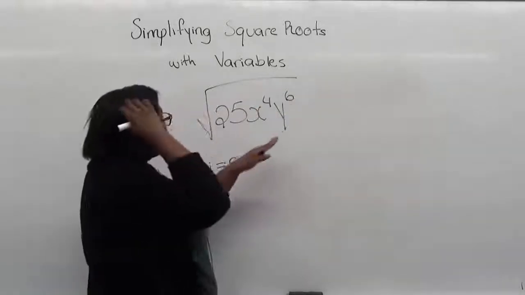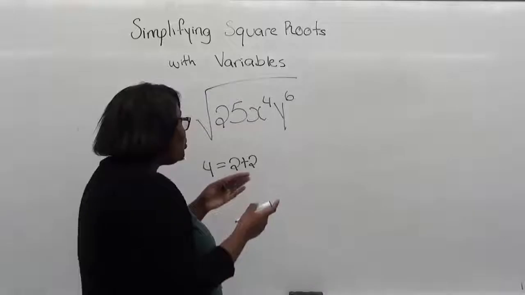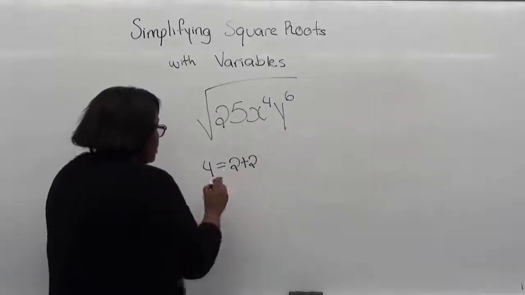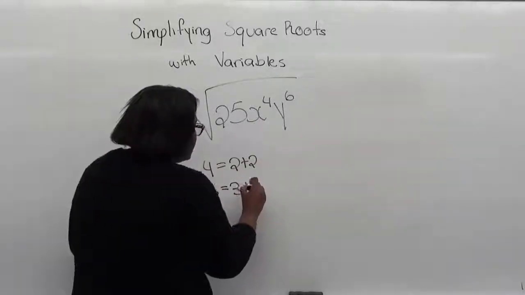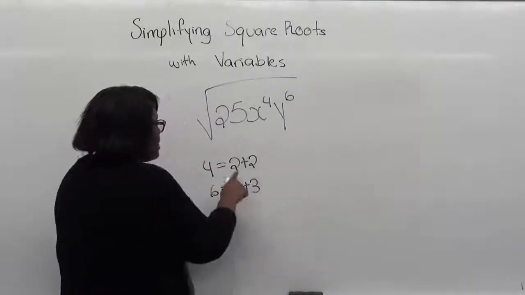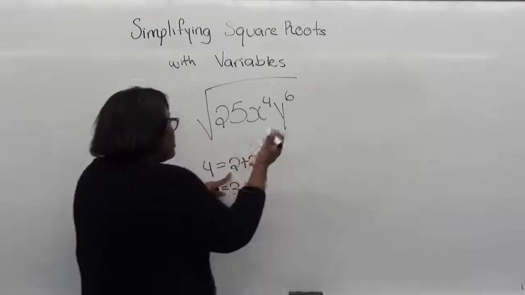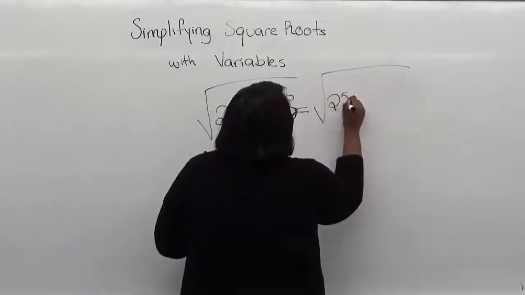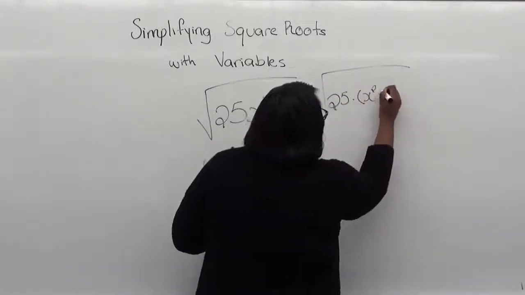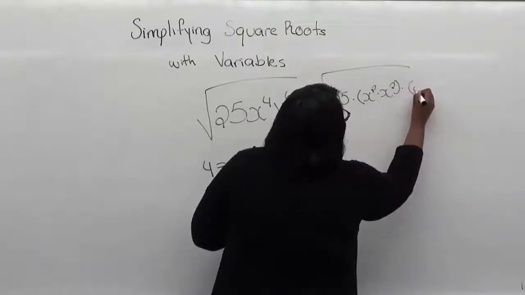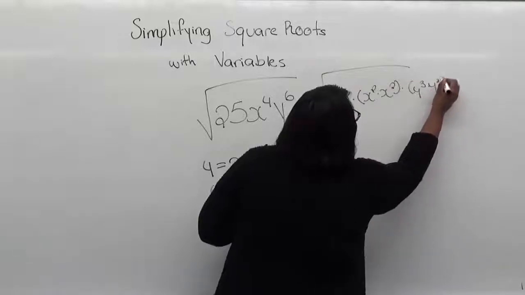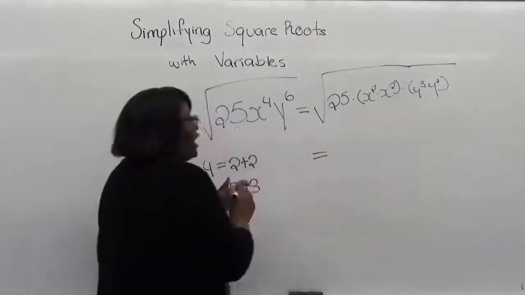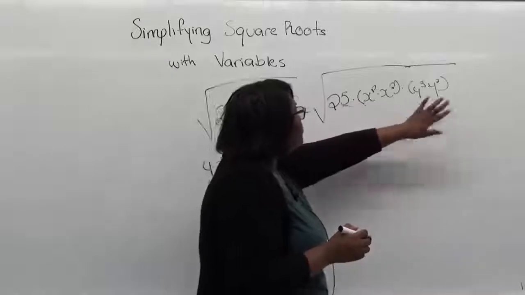Here for 6, the same thing applies. 6 is an even number, so a number added to itself that gives you 6 is 3. So we know 6 equals 3 plus 3. So we can rewrite this in terms of their exponents. We're going to rewrite this as the square root of 25 times x squared times x squared times y to the third times y to the third, all under the radical. So again, now we're going to take the square root of each term.